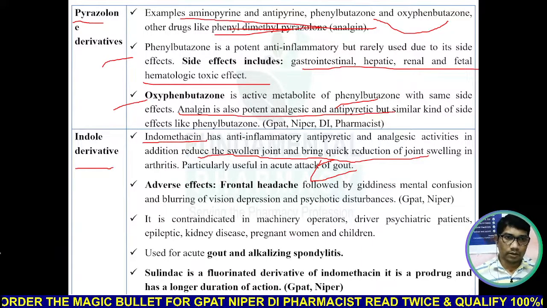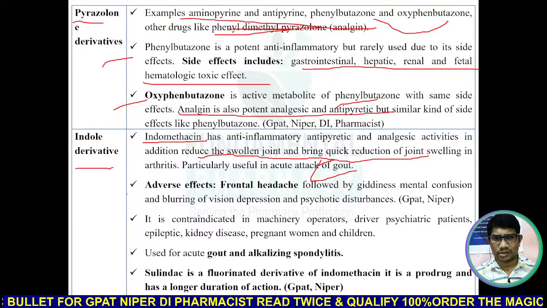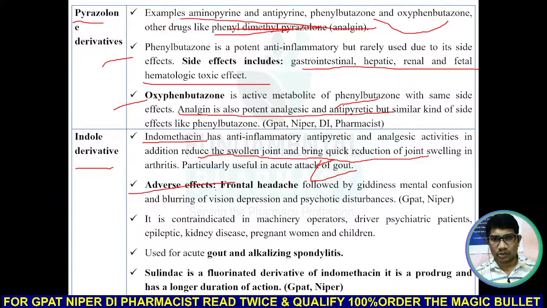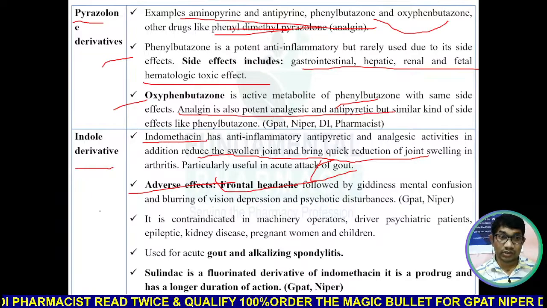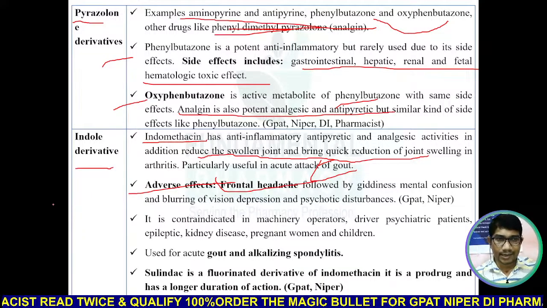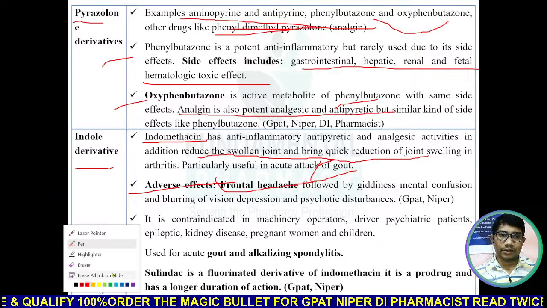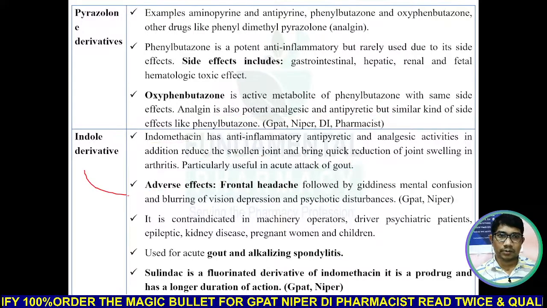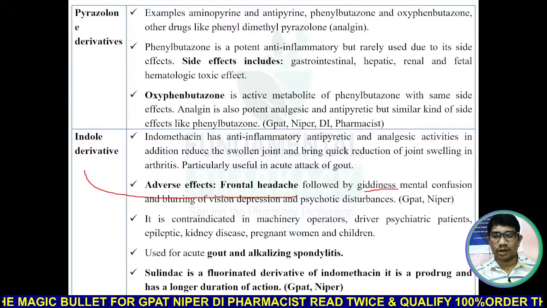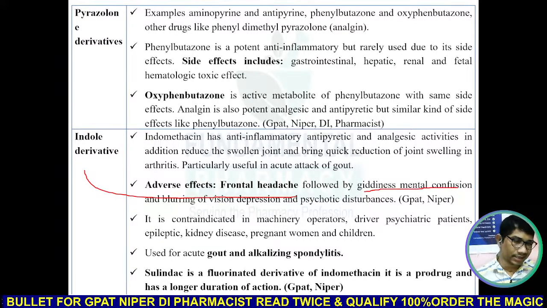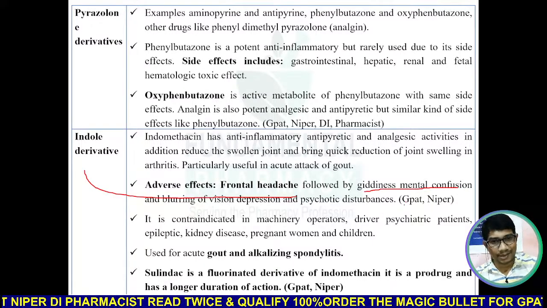Okay. So the adverse reactions of indomethacin, a question on this has come many times. The adverse reaction of indomethacin is frontal headache, right? So remember, this is an NSAID which itself causes pain. It is an analgesic antipyretic that itself gives pain. So remember, indomethacin causes frontal headache as an adverse effect, followed by giddiness, mental confusion and blurring of vision. That's why it is contraindicated in drivers and machinery operators to prevent accidents, right?